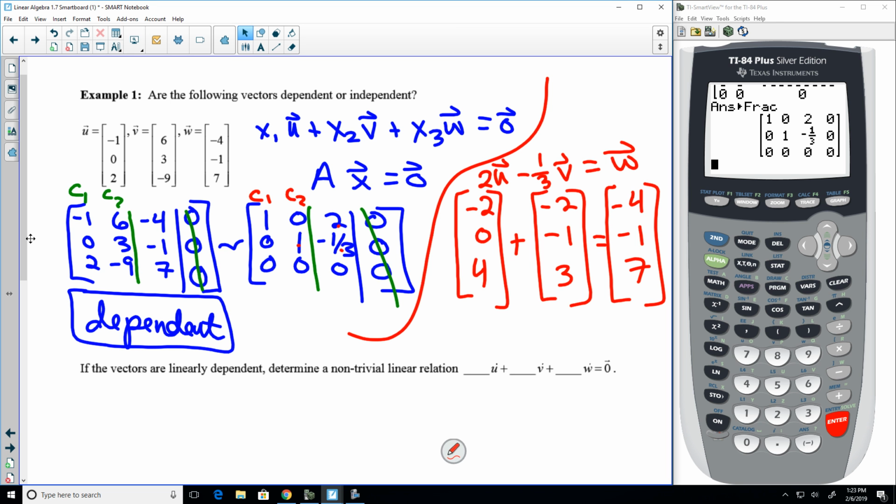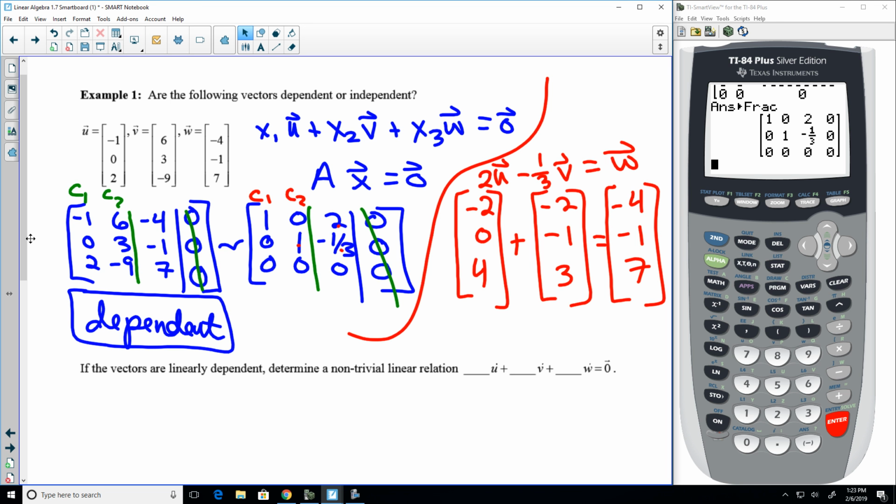If we threw out w, we threw it out, and I just put u and v in my set. So I just have these two vectors, and I augment with 0, and I throw out w. Do I have free variables when I row reduce? No, right? That means u and v are independent from each other. But you add the w in, they're not independent.